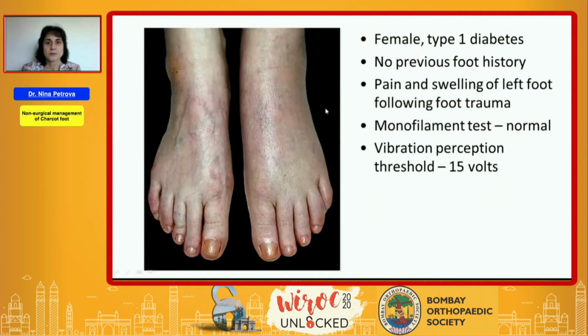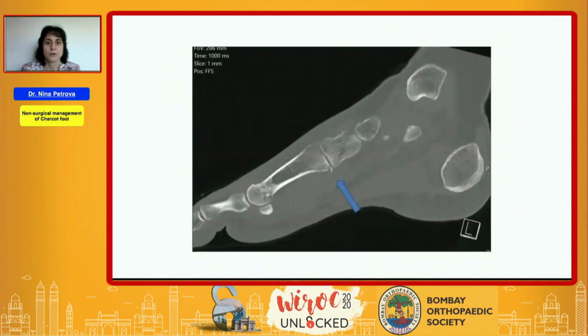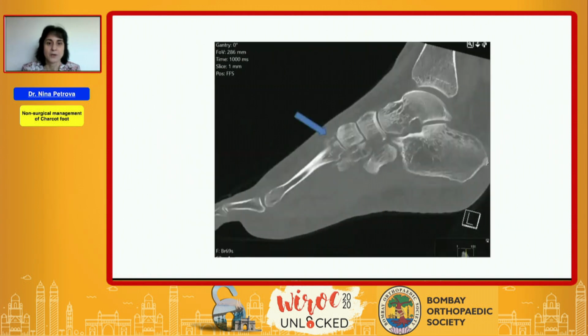Here is a lady who attended the clinic after trauma. She noted pain and swelling of her left foot. She had a normal monofilament test and a vibration perception threshold of 15 volts. She also had a bruise in the midfoot on the plantar side, and the onset of Charcot osteoarthropathy was confirmed. A CT scan showed a subchondral fracture at the base of the first metatarsal and also at the base of the second metatarsal.